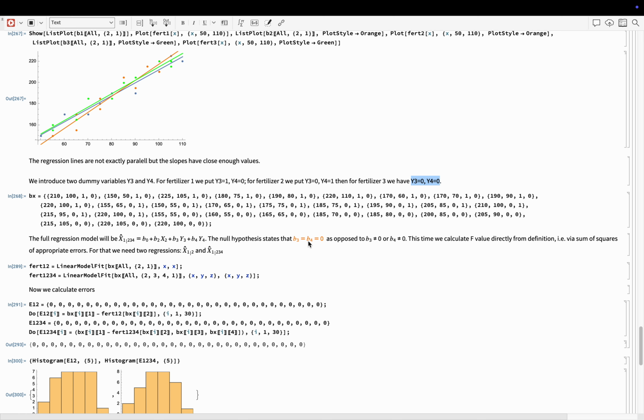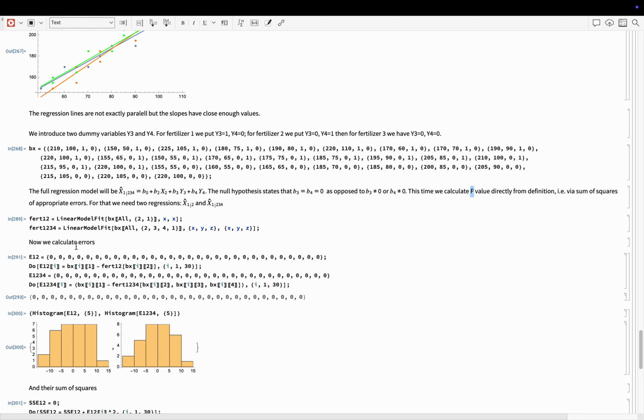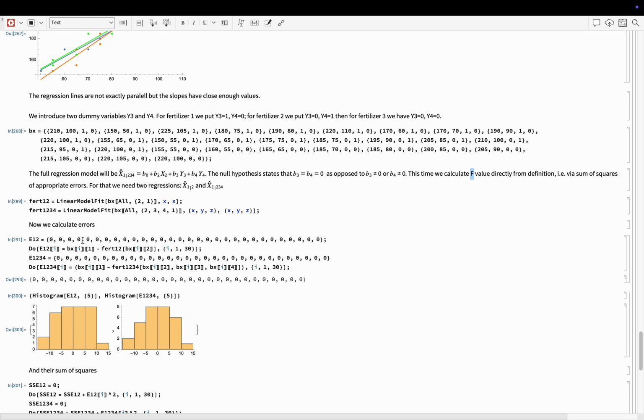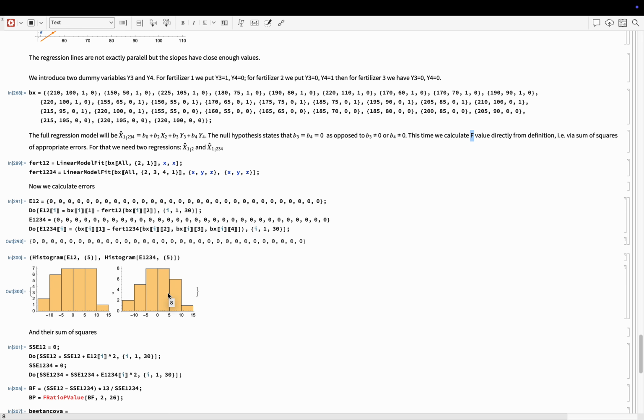In this experiment, we will calculate f value directly from definition, so without any additional formulae, just using sum of squares as it is in the definition. So for that, we definitely have to calculate the two regressions, so they are determined, and we calculate the errors. If we have errors calculated, we can look at the histograms of errors.